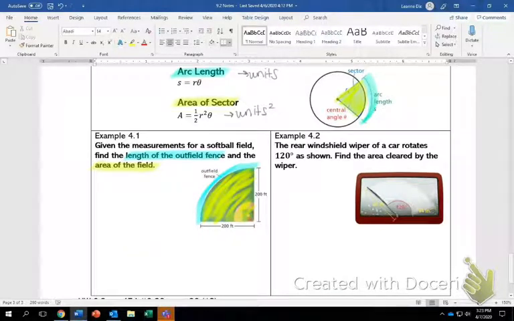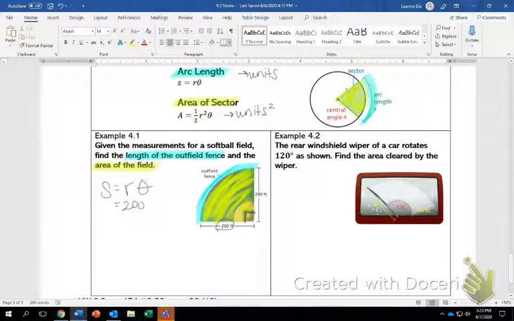All right, so let's go ahead and get started by using our formulas. First things first, let's do that arc length. S is going to equal R times theta. Our radius is 200 feet, so we'll fill that in. And the next part is theta. Our theta is at a 90-degree angle, but remember, our 90-degree angle is the measurement of that corner.